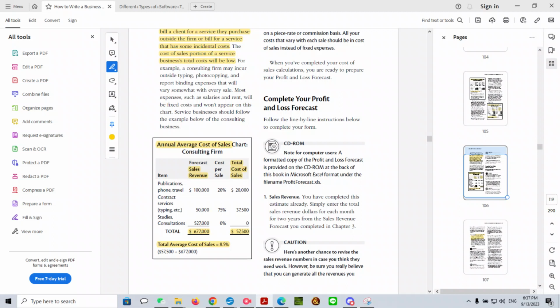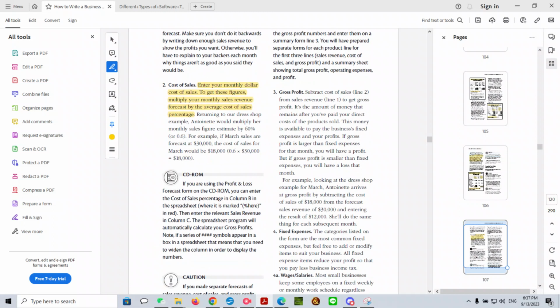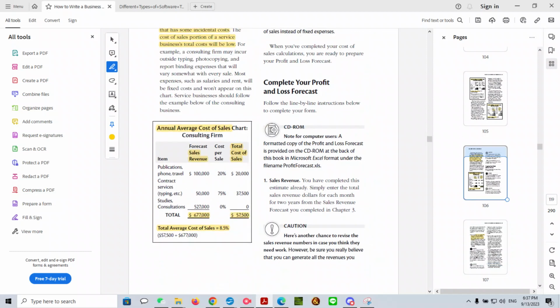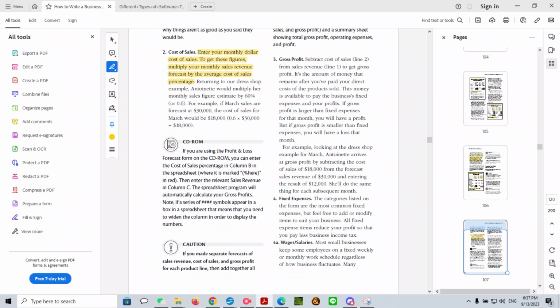Okay, so if you look at it, cost per sale. After we've added all those up and figured out what the total cost per sale is, we divided the 57 into the total revenue. We added up all the total cost of the sales and all the sales revenue. Divide those two together, and we have that percentage. That's the average cost of sales percentage. Sorry, excuse me, the average cost of sales percentage is going to be on a per sale basis.